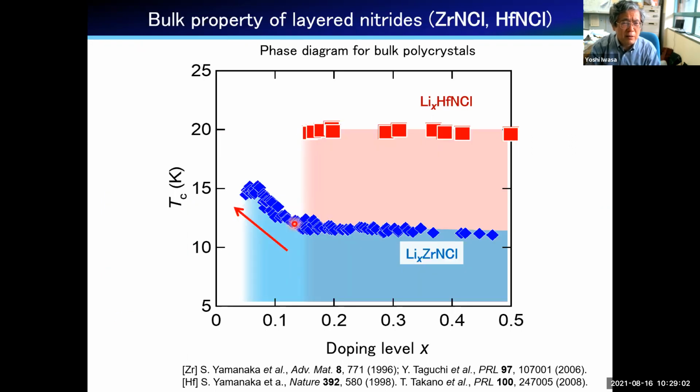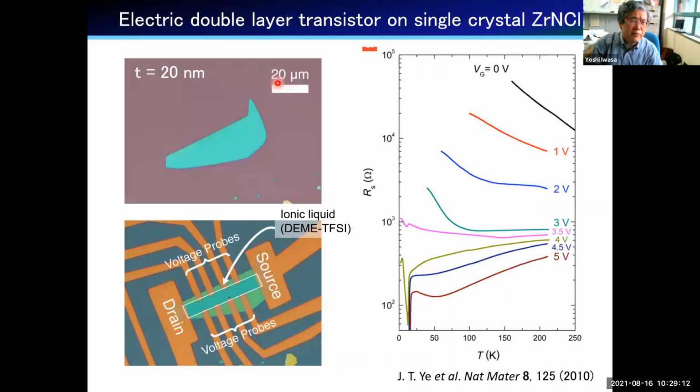But to go beyond the low carrier density limit in the bulk state was very difficult. That's why we introduced the graphene technique and tried to access the superconductivity. This is a cleaved flake. Thickness is 20 nanometers. We didn't care too much about the thickness at that time, more than 10 years ago. We made this device, put the liquid on top of it, and we saw this gate-induced superconductivity.